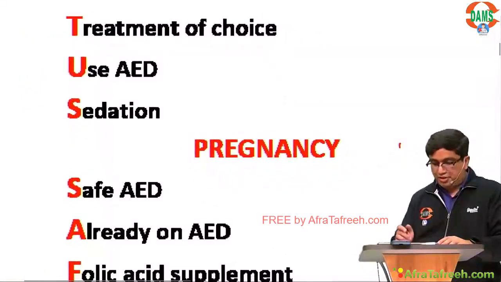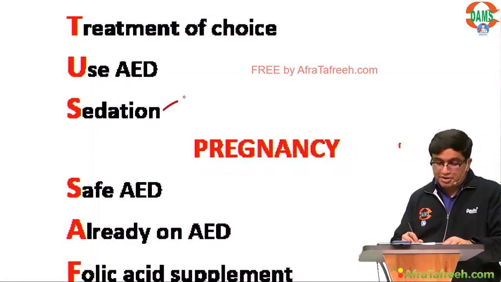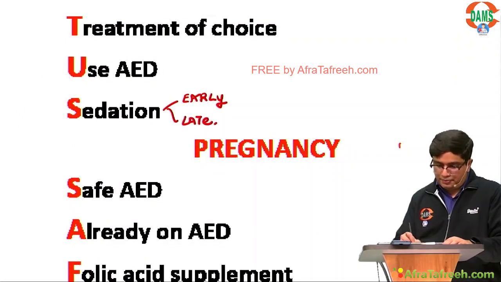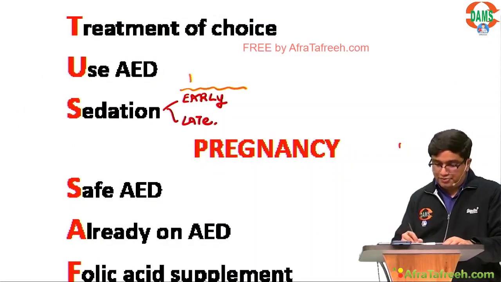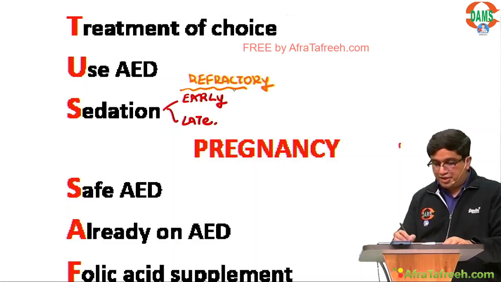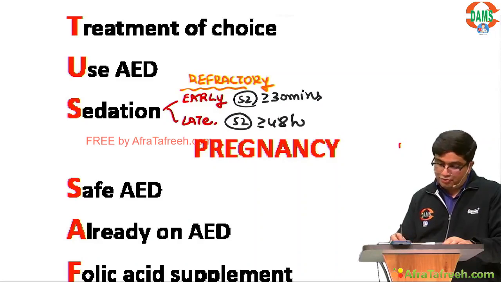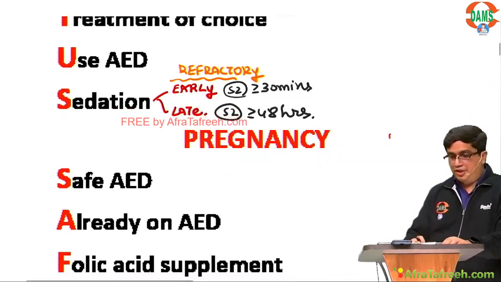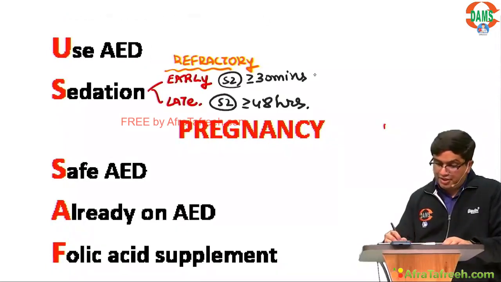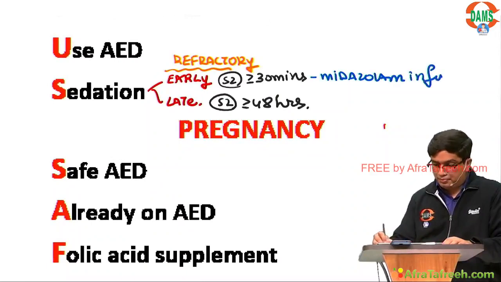Sedation is something that we'll give to our patient in status epilepticus in two formats, early or late. What we know as refractory status epilepticus is when the patient is not responding to the standard therapy. Early is defined as a seizure lasting for more than half an hour, and late is defined as a seizure lasting for more than 48 hours. For early refractory status epilepticus, you give the patient midazolam infusion. For late refractory, we give thiopentone.